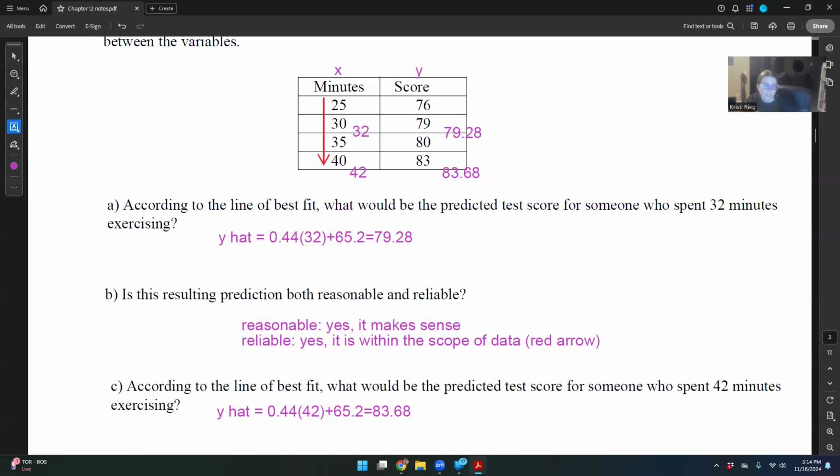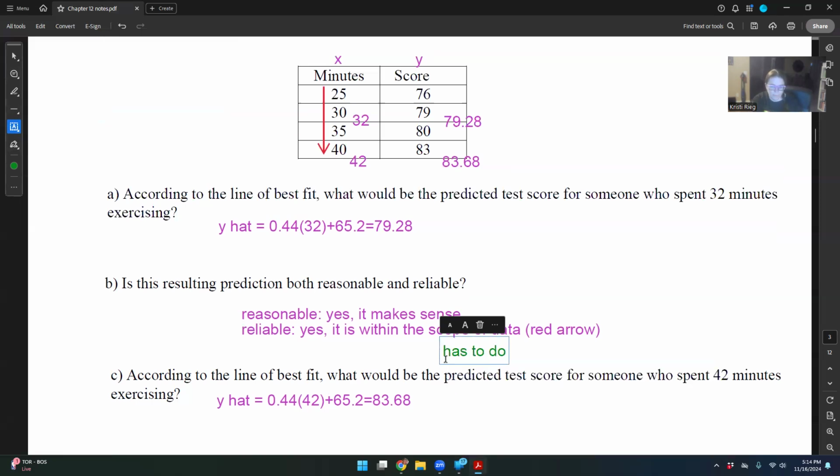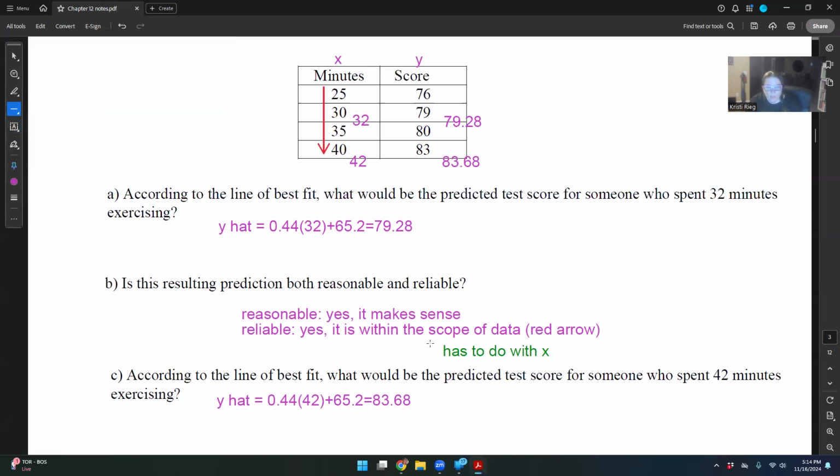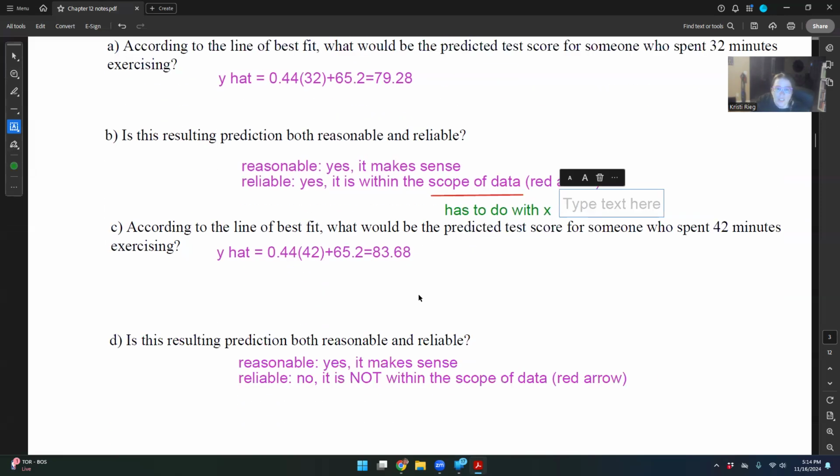The scope of data, also notice, has to do with the X. So when I say the scope of data, I'm talking about the X. I'm looking at the X. That red arrow has to do with the X. It's getting too close. I can't put them together, but I'm trying to underline. Okay. Yeah, that's it.